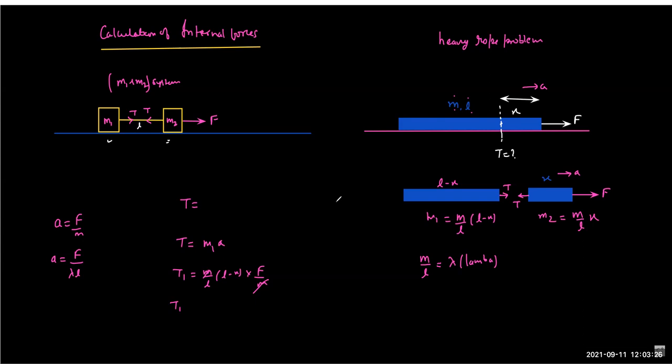So T, sorry, I have to put T1. So T turns out to be how much? F into L minus X by L. Or you can say F into 1 minus X by L.